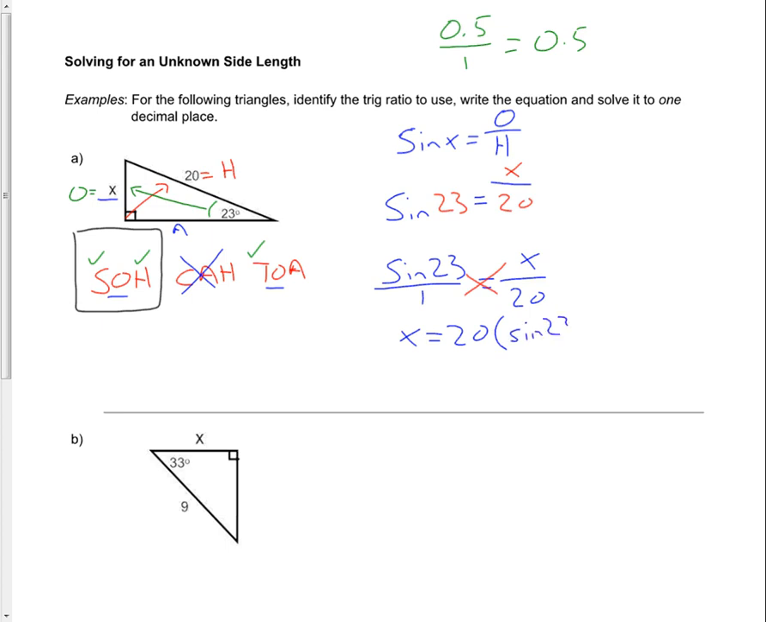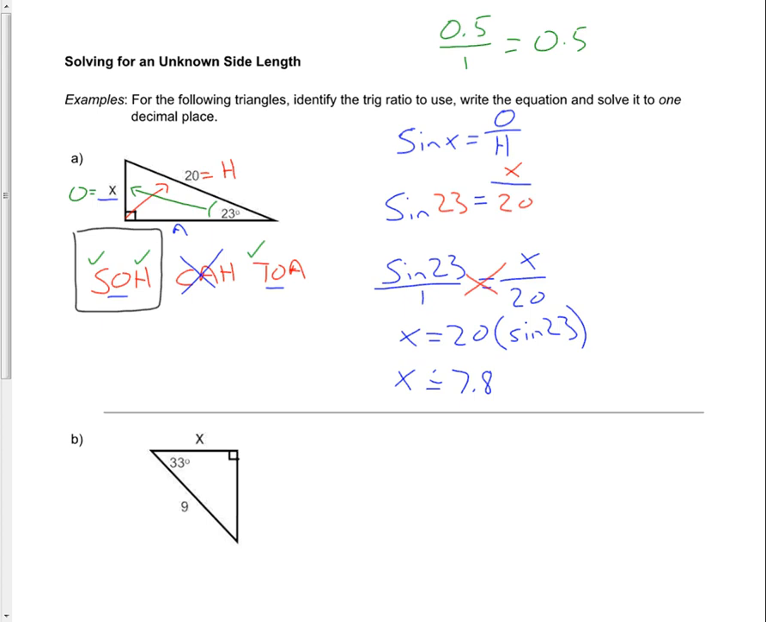Okay, so that's all well and good. I know that 20 times sine 23 is going to be the length that I need. So what do I need to do? Well, in my calculator, I'm going to put in 20 times sine of 23, and I'm going to hit equals. And that's going to tell me that my x value, the length of side x, is approximately 7.8 meters long.